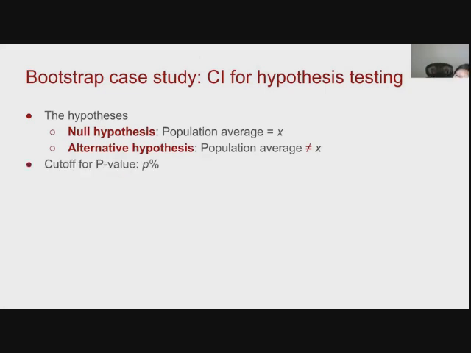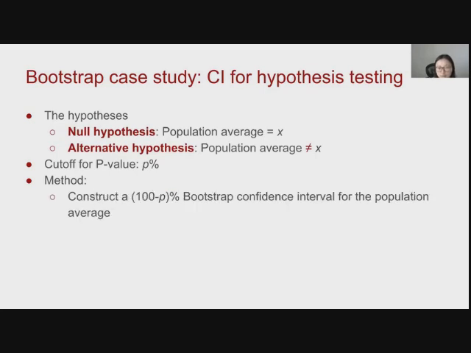So the cutoff point, remember, if we do hypothesis testing, we can always use p-value. Let's just say we're using p%. It could be 5, could be 1, but generically, we're going to use p. So this is when you're using p-value to do hypothesis testing. However, now we're introducing the new method of using confidence interval instead of p-value to test your hypothesis. So the way to do it is to construct a 100 minus p% bootstrap confidence interval for the population average.